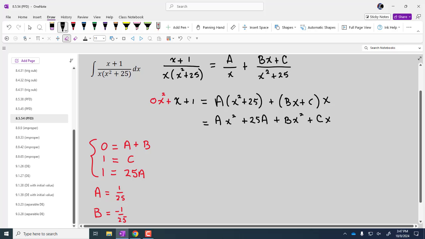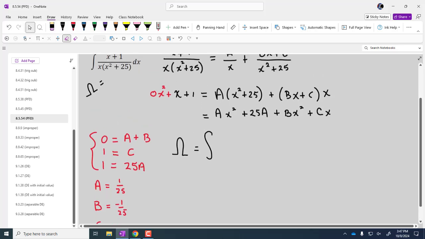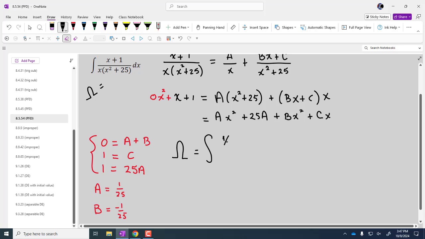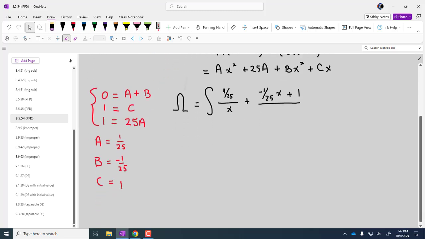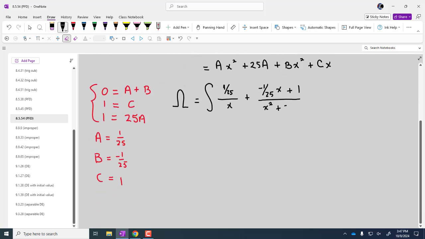So we'll call the integral whatever we want to call it. I'll call it omega. So the integral, we're going back to the beginning. This is going to be the integral of a divided by x, so 1/25 divided by x, plus bx plus c. So let's be careful here. This is all in the numerator, minus 1/25 x plus c, all divided by x squared plus 25, minus dx.